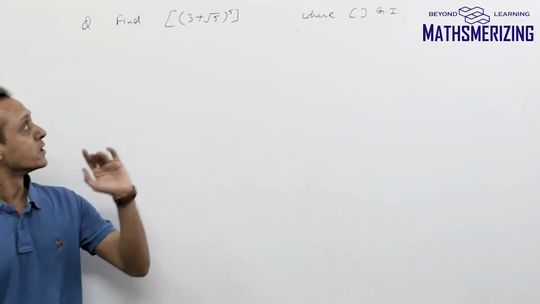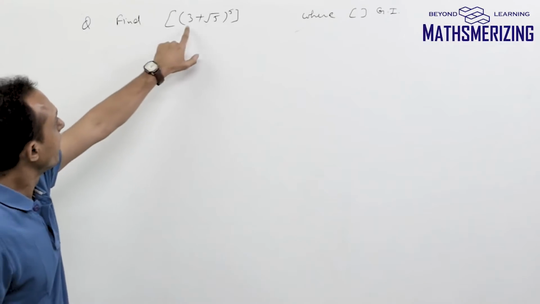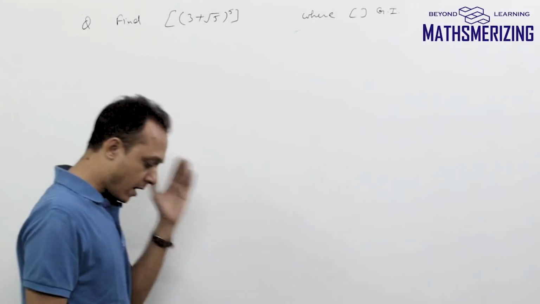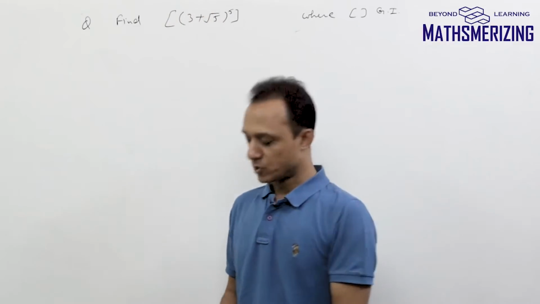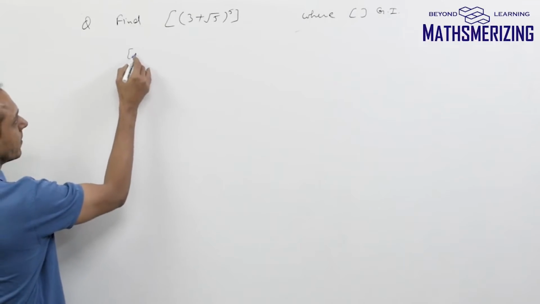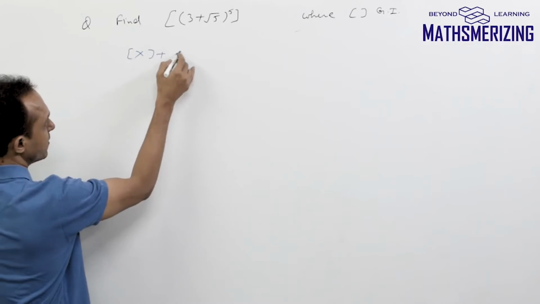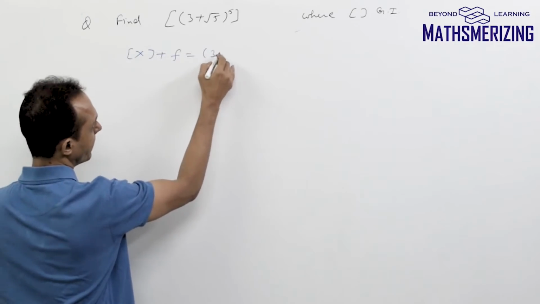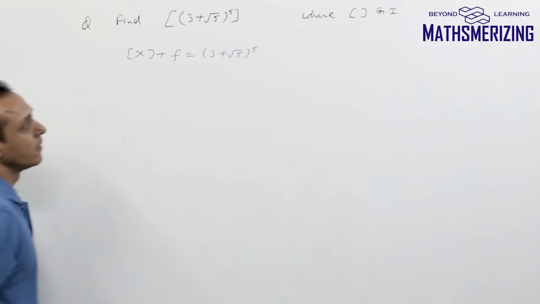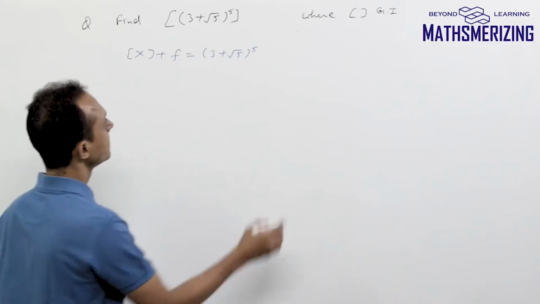So let us take up another question, which is find the value of 3 plus under root 5 to the power 5, its greatest integer function. So I need to find integral value of this given binomial expression. So what I'll again do is write this as the greatest integer function of x plus small f as 3 plus under root 5 to the power 5.